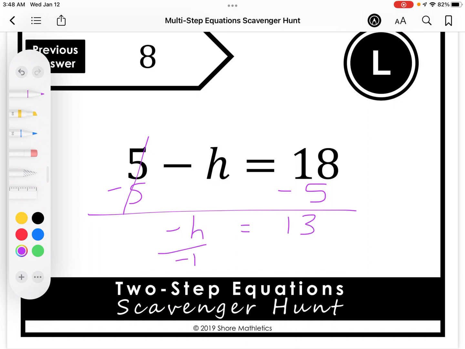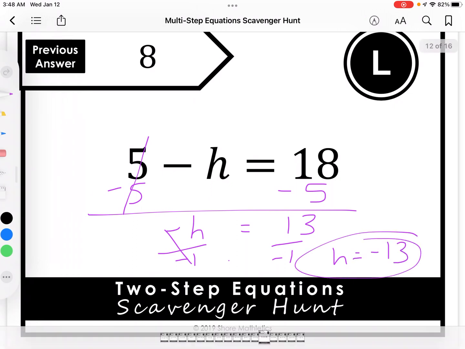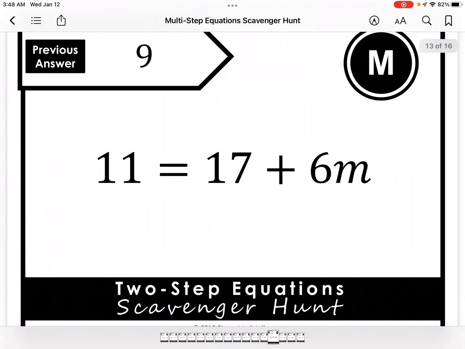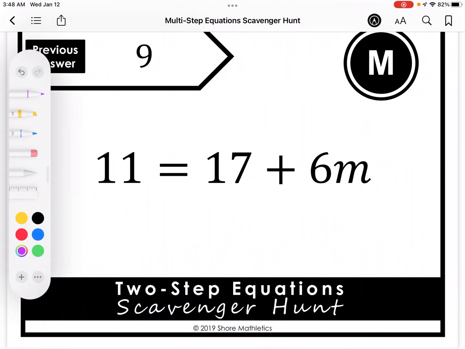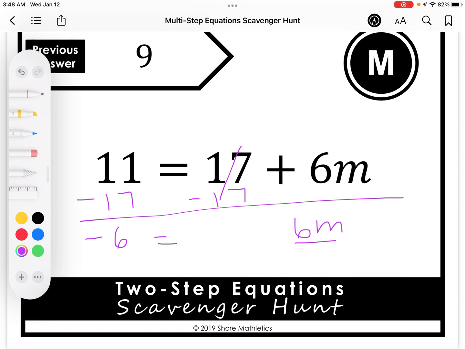We're going to divide by negative 1. H equals negative 13. Okay, signs are different, so I have to subtract, and I get 6. It's going to be a negative 6 equals 6m. And divide by 6. So m equals negative 1.